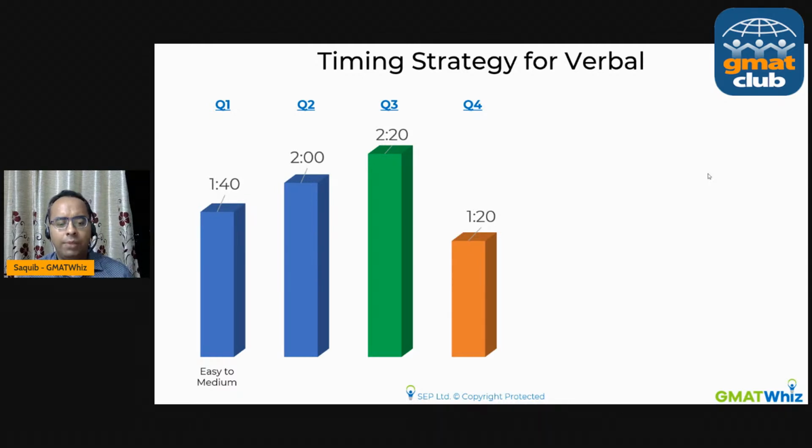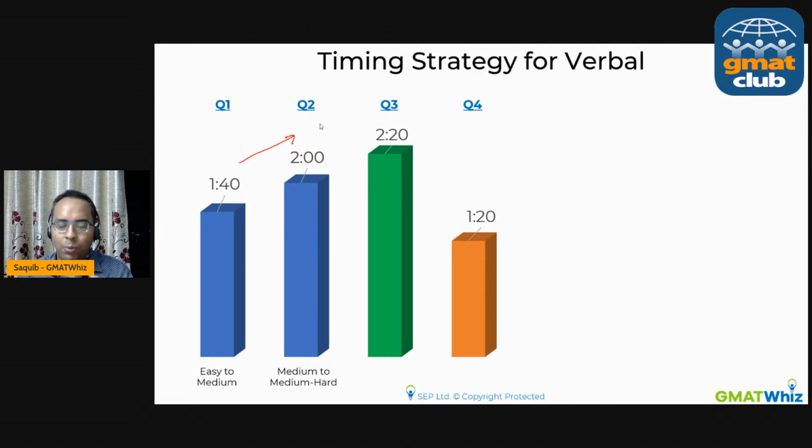Now, if you do well, then what's going to happen? The difficulty level will increase. Remember the graph of difficulty level; it was increasing. So once the difficulty level increases, logically you'll need more time, right? So we are allocating more time for the second quarter, where you're getting medium to medium-hard questions, where you need to ensure that you do well in the second quarter also. So you follow a non-linear approach.